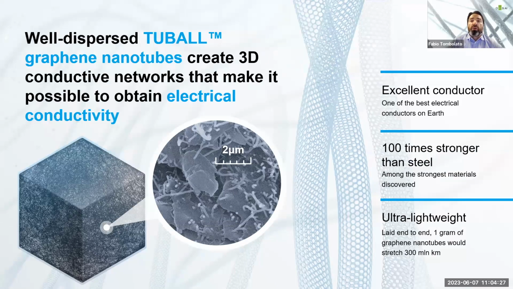Graphene nanotubes are known to be excellent electrical conductors. They have extraordinary mechanical properties. Just to give you an idea, the tensile strength of this material lies in the range of terapascal. And thanks to the 3D network that they can create inside the polymer, there will be conductivity in your material. In this cube, you see the typical 3D network generated by only 0.1% of graphene nanotubes. Just to give you an idea, to have a similar 3D network with the standard conductive additives like carbon black, you should add more than 100 times more material.